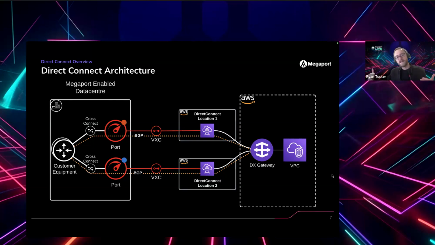And then on top of that, that BGP session is created again directly between your router and the gateway in AWS. There's no other bits in the middle. There's no sort of Megaport hops or IPs or BGP or anything. It's a direct connection straight into that AWS gateway, directly between your device and the gateway.